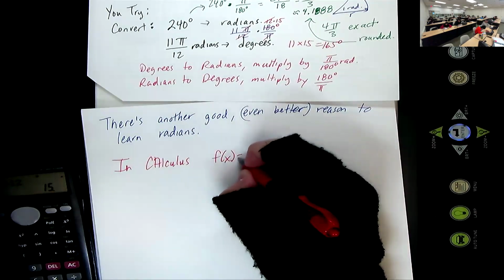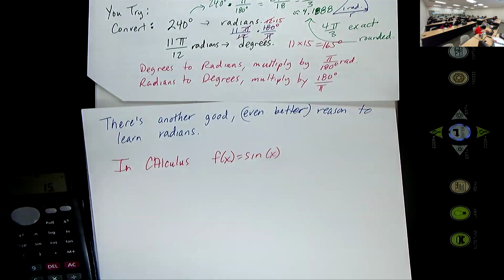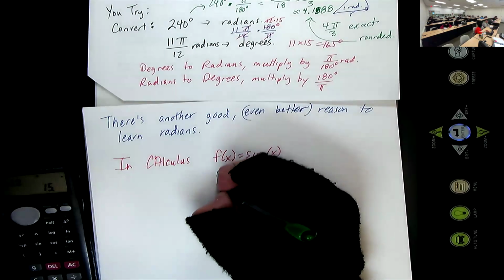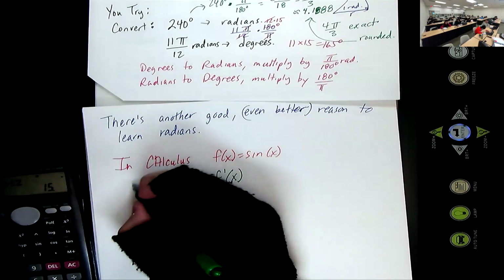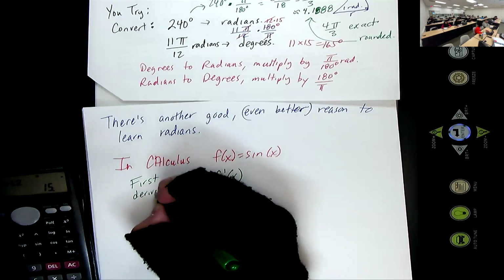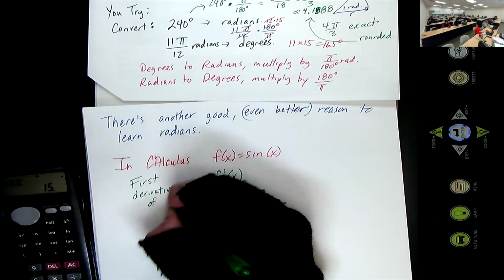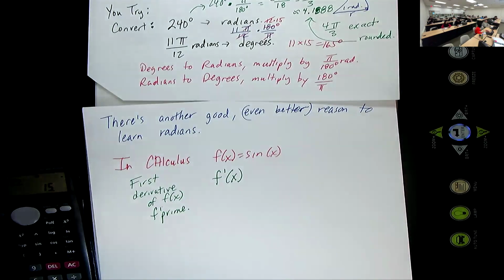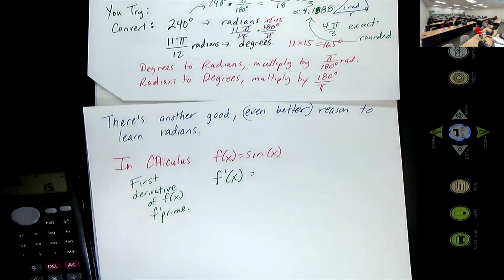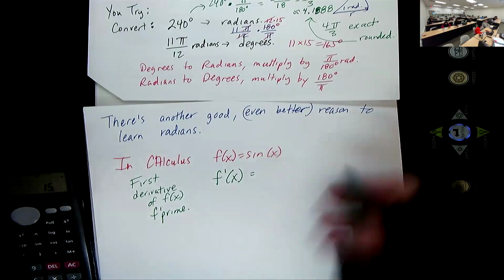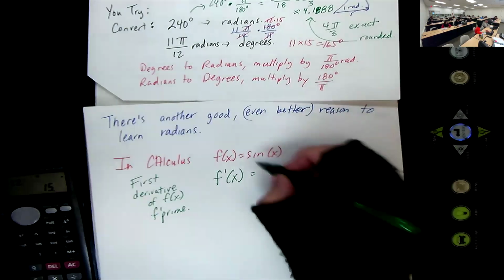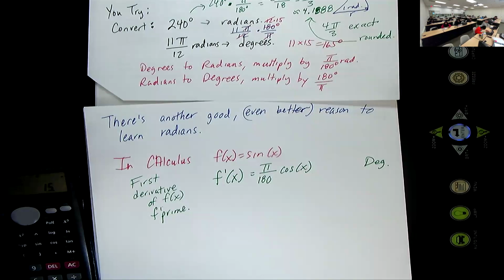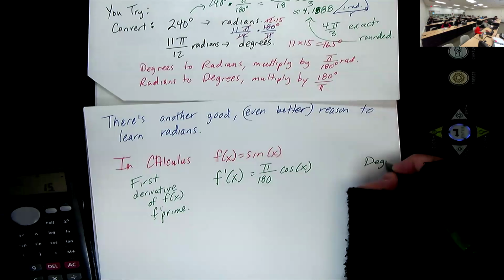If f of x equals sine x, then f with an apostrophe, this is called the first derivative of f of x, call it f prime, in degree mode, it's pi/180 cosine x. That's shitty. That's in degrees.